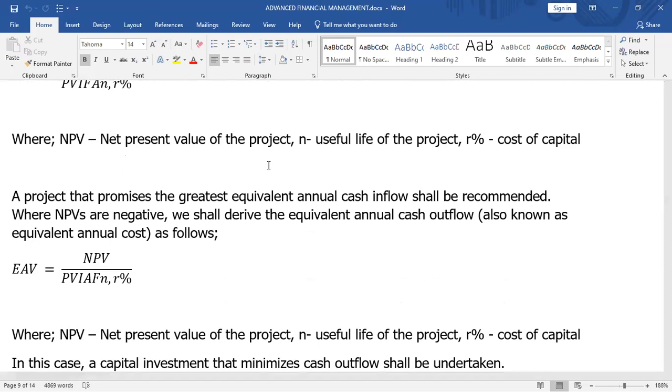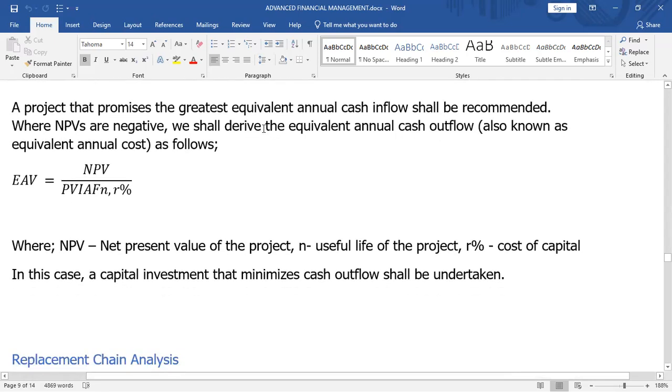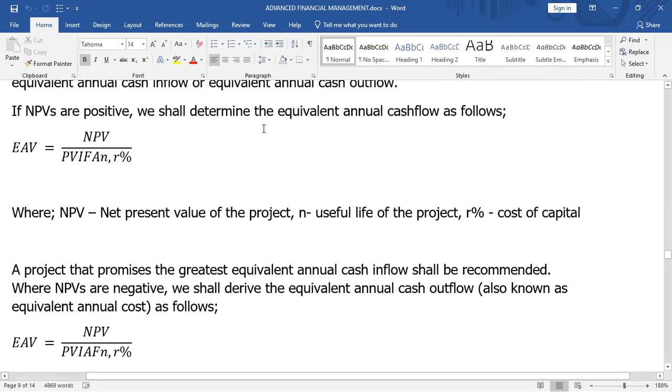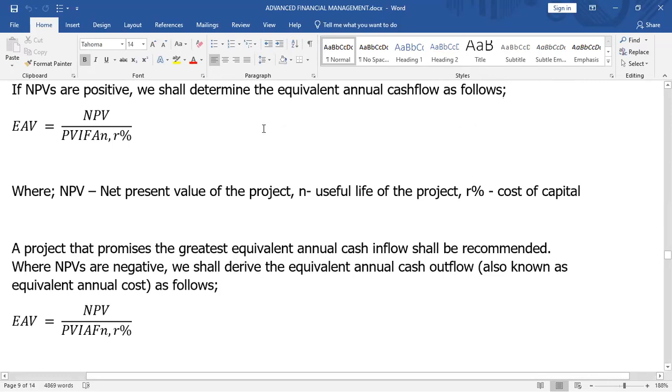And where the NPVs are negative, we shall derive the equivalent annual cash flows, known as the equivalent annual cost, as follows. We are just going to be following similar criteria. In this case, the capital investment that minimizes cash outflow shall be undertaken. That is basically when we are working with our costs. We have to be looking at the project that is going to be minimizing our costs. Then we shall be able to recommend it to the management.